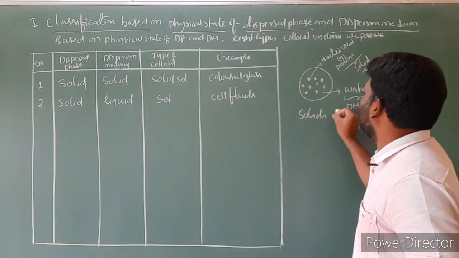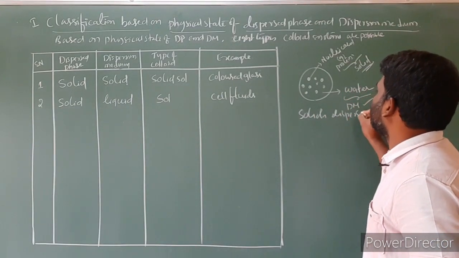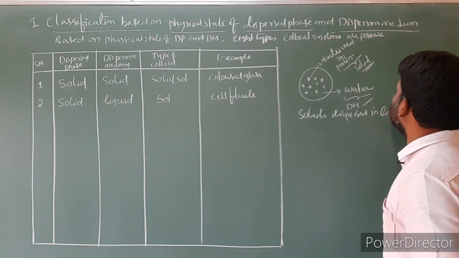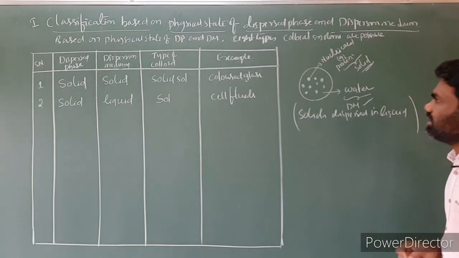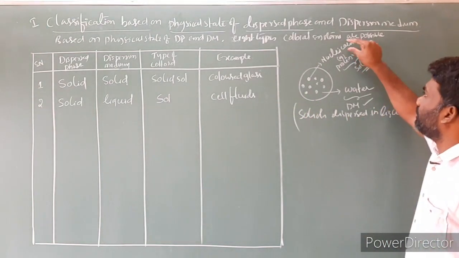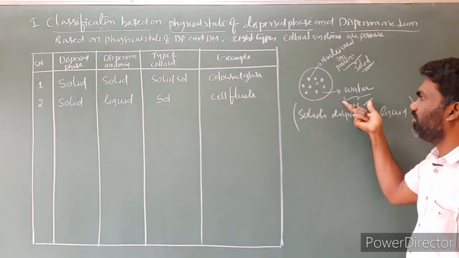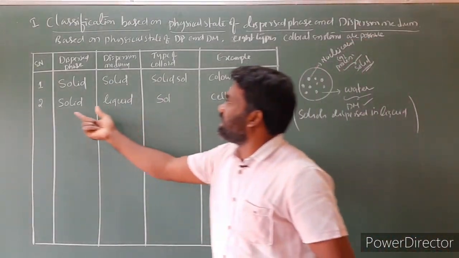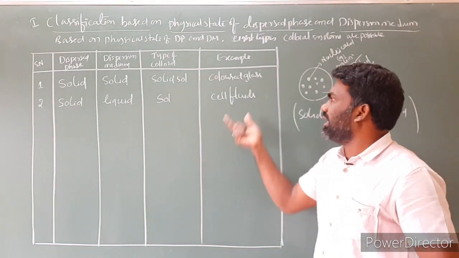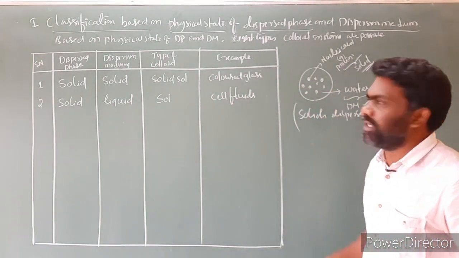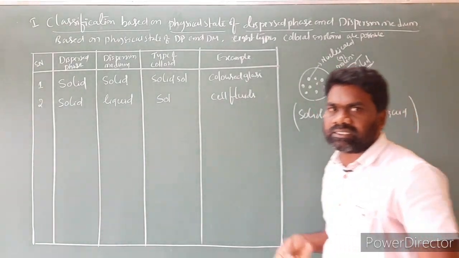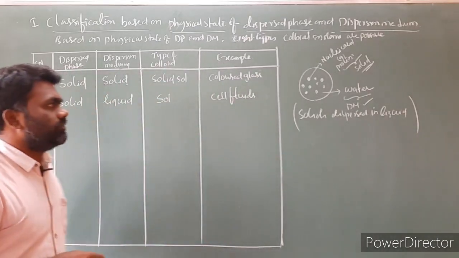The cell fluids are solids dispersed in a liquid. In cell fluids, solids are dispersed in liquids, nothing but nucleic acids and proteins dispersed in water. So this is the second category, solid in liquid. We have to call them a sol. The example is cell fluids, in which nucleic acids and proteins are dispersed in water present inside the cell.